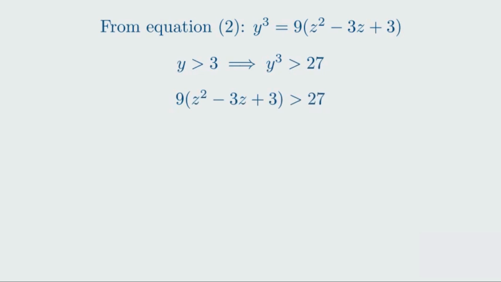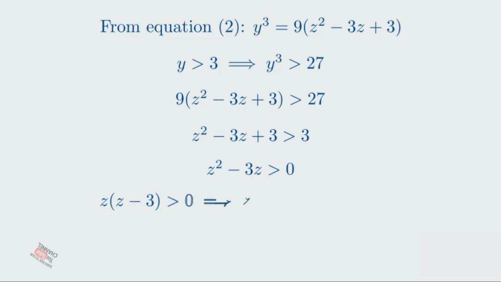Dividing by 9, we get z squared minus 3z plus 3 is greater than 3. Subtracting 3, we have z squared minus 3z is greater than 0. Factoring this gives z times (z minus 3) is greater than 0. And just like before, since z is positive, we must have z minus 3 be positive. This implies that z is greater than 3. So if x is greater than 3, then y is greater than 3, which implies z is greater than 3.